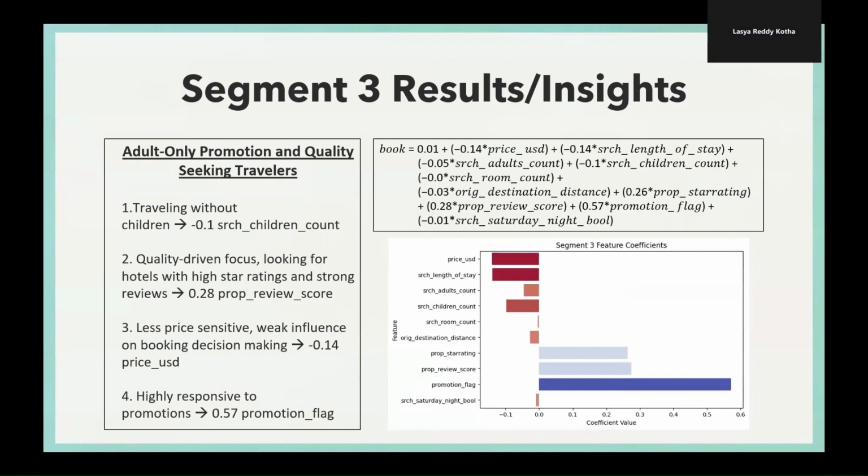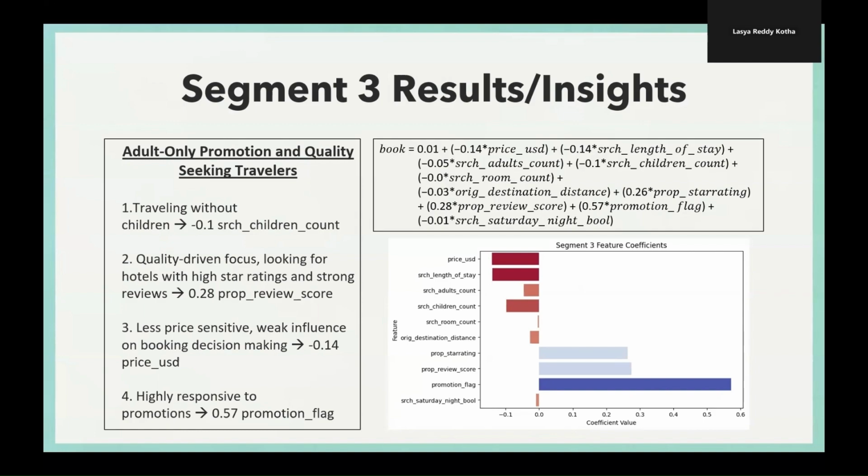Segment 3 represents a distinct group of adult-only travelers whose booking behavior is influenced by hotel quality. The negative coefficient on children count indicates that bookings are significantly more likely when no children are present, showing an adult-oriented travel pattern. What differentiates this segment is their quality indicators. Both star rating and review score show strong positive effects, suggesting that this group relies heavily on property reputation and their experience when evaluating options.